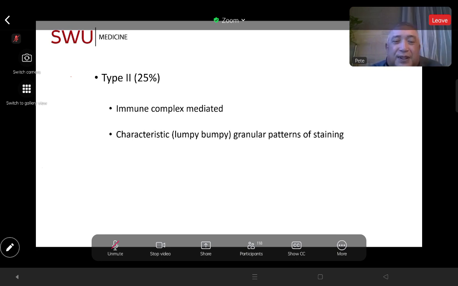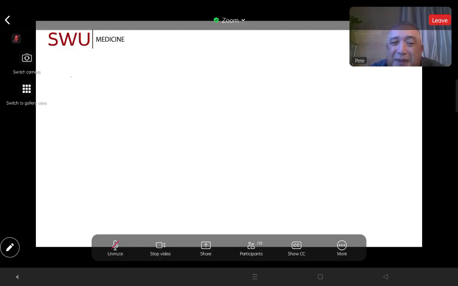Now you have your lumpy, bumpy, granular staining patterns of staining for RPGN. But the number one diagnosis is presence of crescent, which can be seen microscopically under light microscopy. Okay. Now the most common type is your pauci-immune type. When you see pauci, what does it mean? Little.